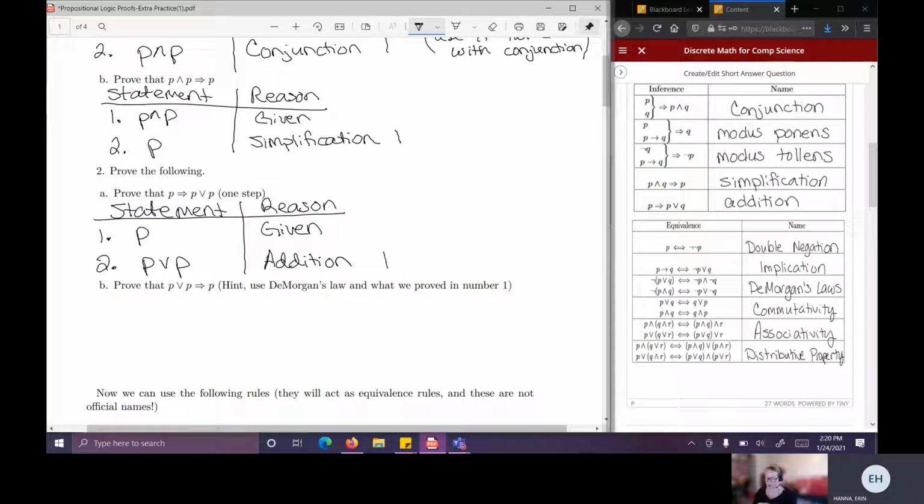So that would be addition on line 1. Now we essentially want to prove the opposite direction. This one is actually going to take a tiny bit more work than the rest of them. This one's going to have a couple more steps.